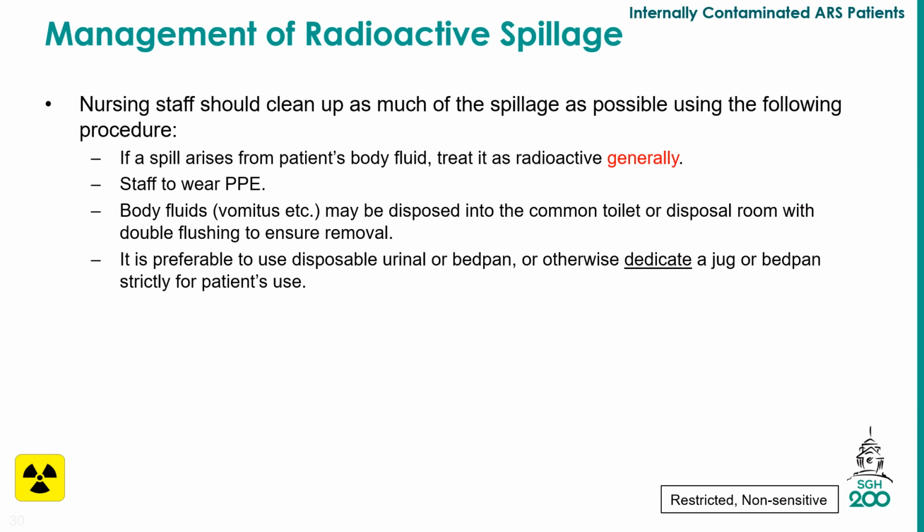Management of radioactive spill. Nursing staff should clean up as much of the spillage as possible using the following procedure. If a spill arises from the patient's body fluid, treat it as radioactive, generally only for internally contaminated ARS patients. Staff to wear PPE. Body fluids, for example vomitus, may be disposed into the common toilet or disposal room with a double flush to ensure removal. It is preferable to use a disposable urinal or bedpan, or otherwise dedicate a jug or bedpan strictly for the radioactive patient.